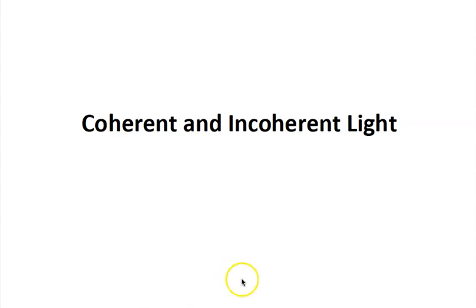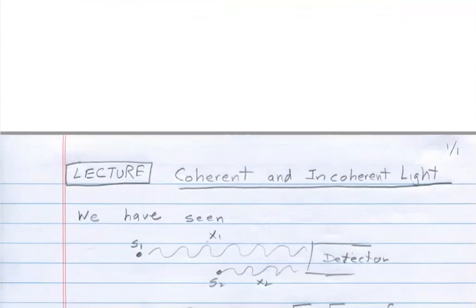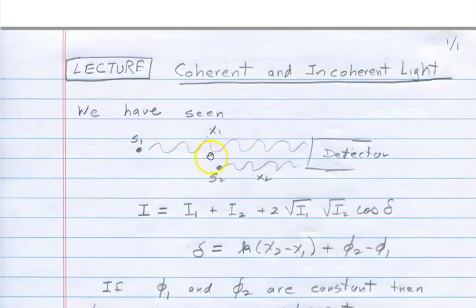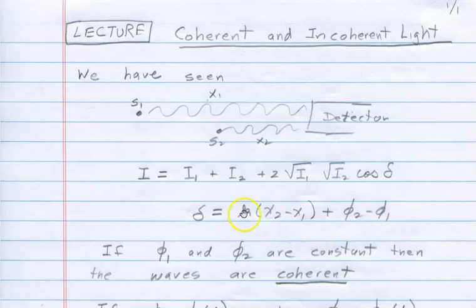This is probably a good place to distinguish between what's known as coherent light sources and incoherent light sources. We've seen in the context of this two-beam interference, the intensity behaves like this, where, for the general case, I1 and I2 are different, and then the phase difference is here.